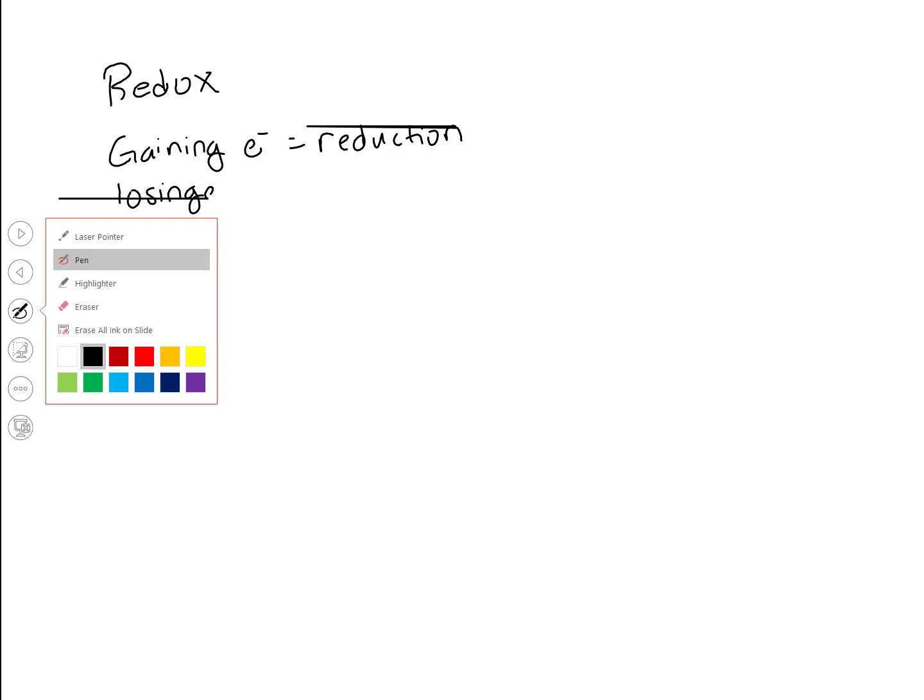So the reduction part of it is the gaining of electrons. Gaining electrons is reduction, which sounds kind of confusing. Why are you being reduced if you're gaining something? But even though you're gaining electrons, what is going down as you gain electrons? The charge. Or if you're not a charged particle, at least your oxidation number is being reduced. That's why it's called reduction. While losing electrons is the oxidation.